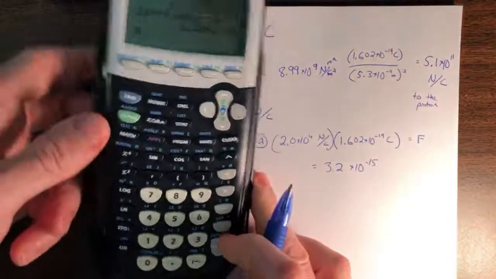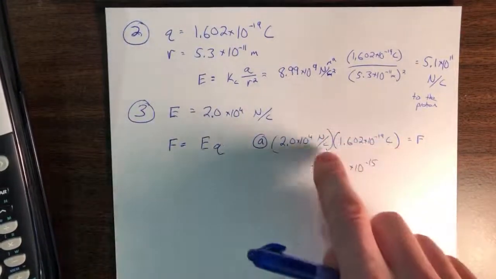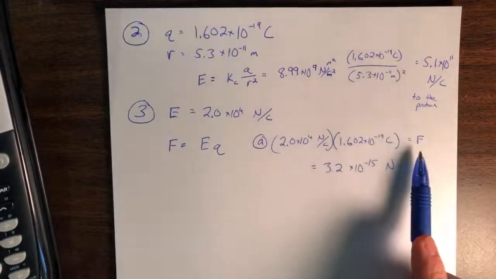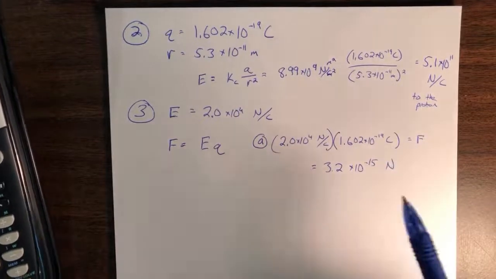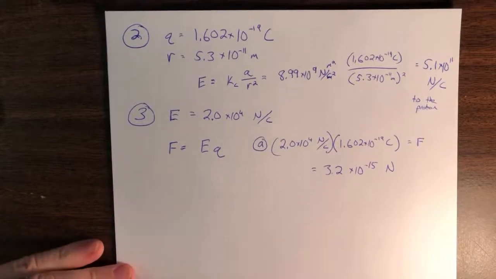And our units, of course, are going to be what? So we have newtons per coulomb times coulombs. That's going to get us just newtons. And that makes sense because we're talking about force here. And if we're talking about force, it makes a lot of sense that the units are going to be in newtons. So you think that's a really, really small force, but we're talking about really, really small things.